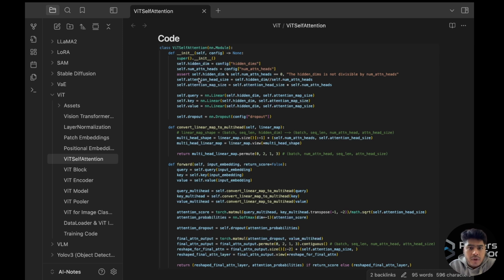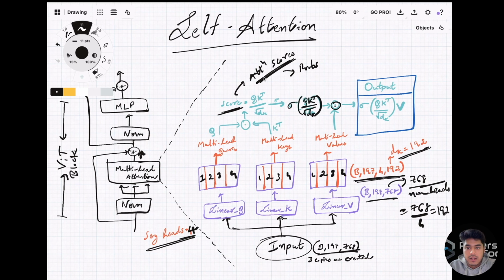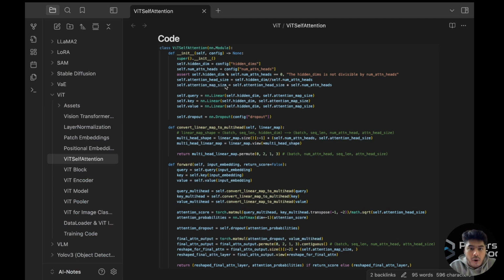The number of heads can be set in the config file, which we'll be passing to the model during initialization. Now, we need to set an assert statement here. The idea is that the hidden dimension should be divisible by the number of heads. So if we go back to this example, 768 is divisible by 4. If it was not divisible by 4, we cannot divide this, right? We cannot divide a number which is not divisible, and how can we make it into equal heads? So that assert statement is very important. If the hidden dimension is not divisible, then we just print this error saying the hidden dimension is not divisible by the number of attention heads, and the user will have to change it and come back.